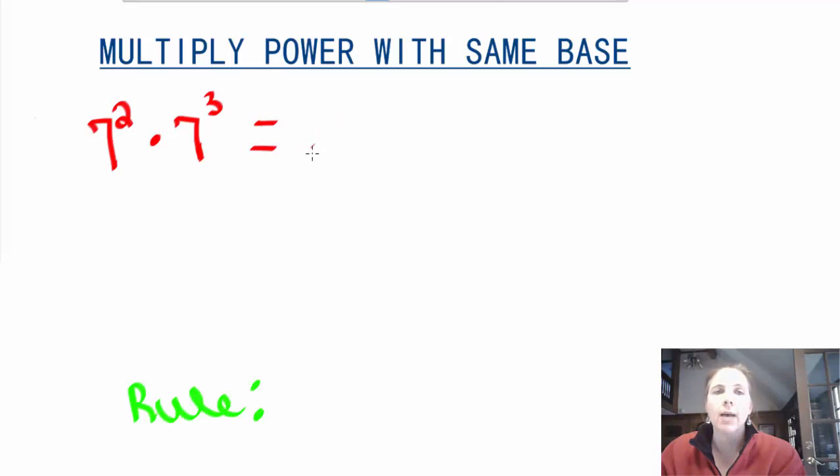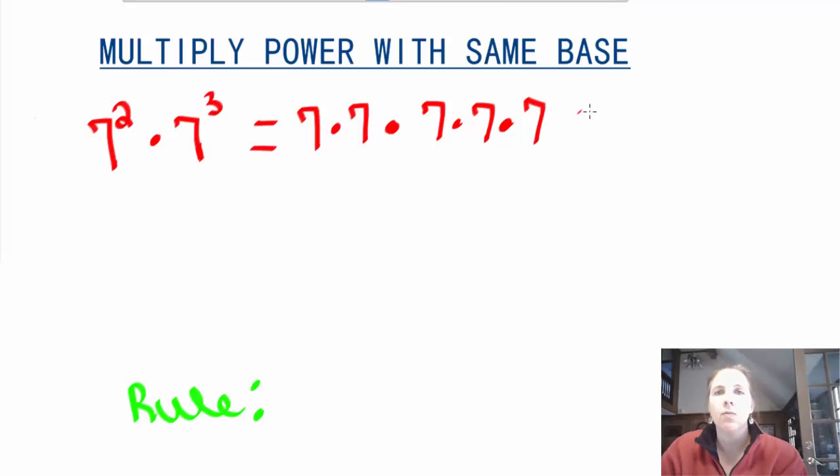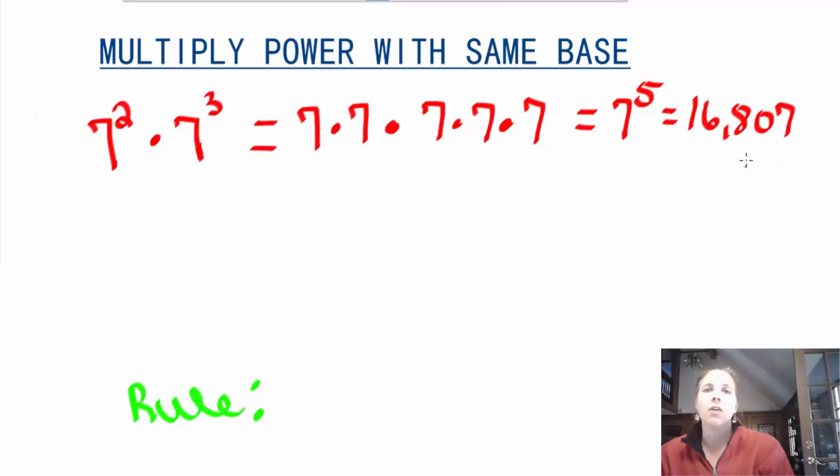Okay, so a rule that we'll show you in a minute, but I'm going to show you why it's this rule. So this is really 7 times 7, that's my first one, times 3 more 7s, which is really just 7 to the 5th power. And if you multiply 7 times 7 times 7, 5 times, it's 16,807.